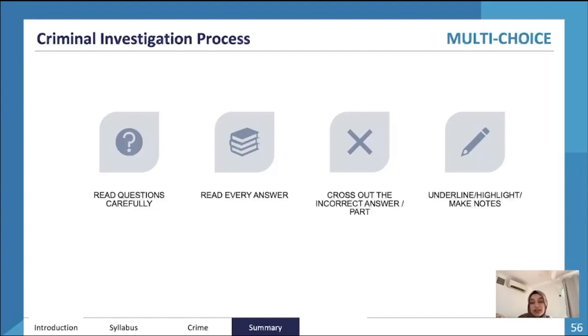Cross out the incorrect answer or part, and underline and highlight, and make notes, basically. Make sure that if you feel like, oh, there's two options that I feel like might be the answer, let me actually make note as to what this is. Let me make note as to what that is, and then I can differentiate between the two.